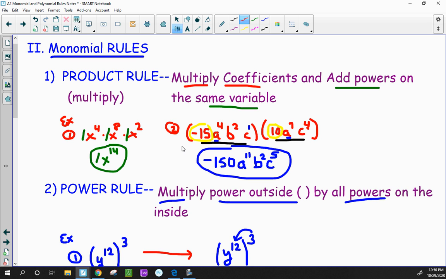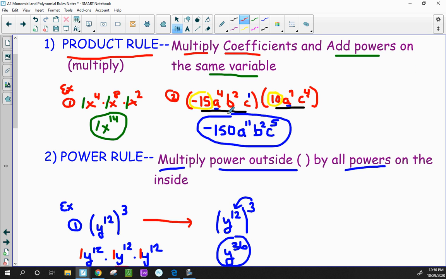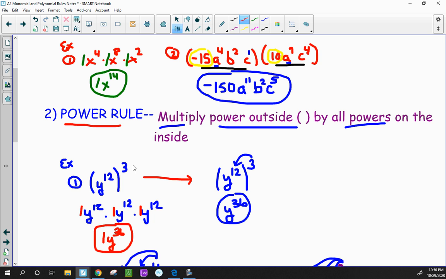There are actually 5 monomial rules in this unit, but I only looked at 2 with you today, so we're going to practice these. First one is the product rule. That is when you see a times sign, like a dot or parentheses in your problem. You're going to multiply coefficients, and you're going to add powers if it's the same letter. If you have a power on the outside of parentheses, you are to follow power rule. It is a shortcut version of the product rule. It allows you to get to the answer fastest.